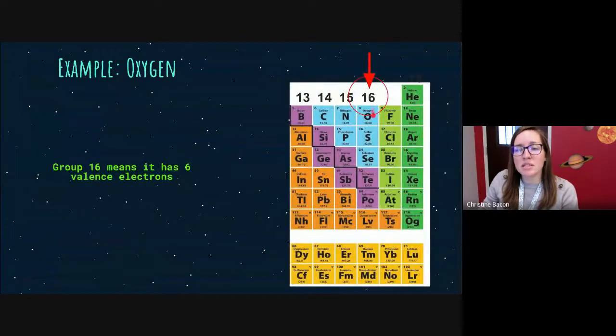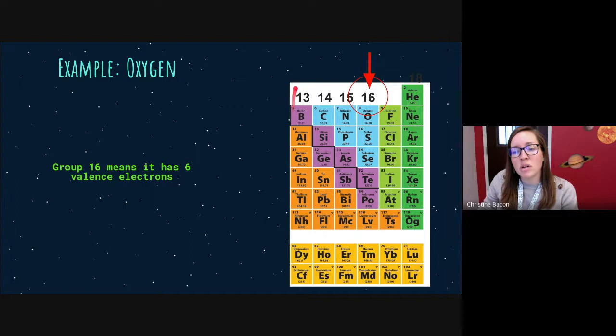Oxygen is in the 16th column. If we count every single column on the periodic table, it's in the 16th one. We know that it also has 6 valence electrons because when we count valence electron groups, we ignore all the transition metals in the middle because all of those have between 1 and 2 valence electrons. So we count the first 2 columns of the alkali metals and the alkaline earth metals. And then we jump on over here.